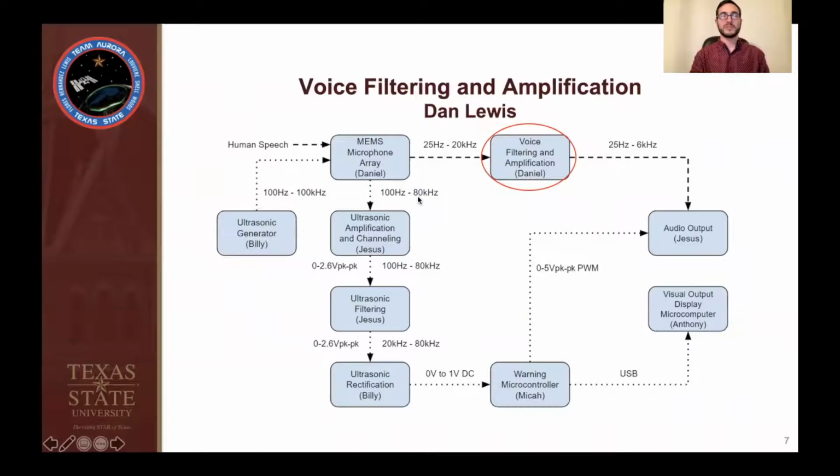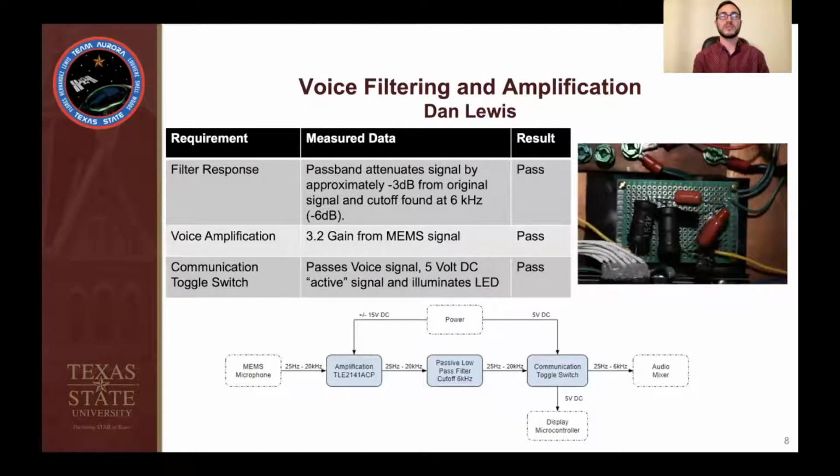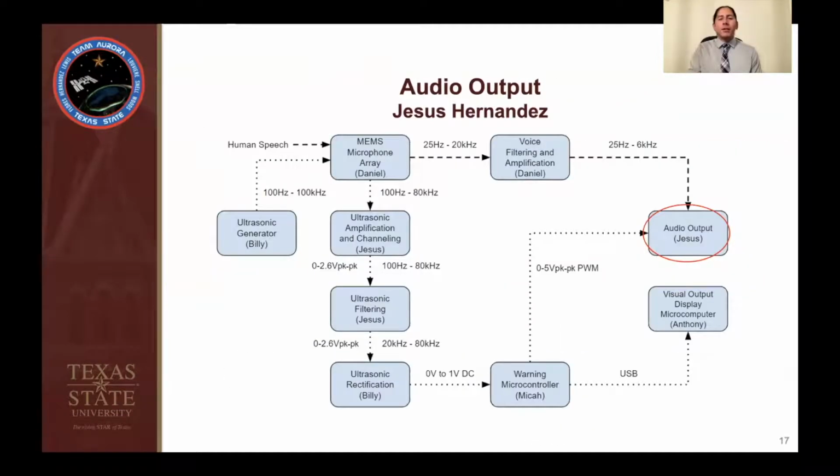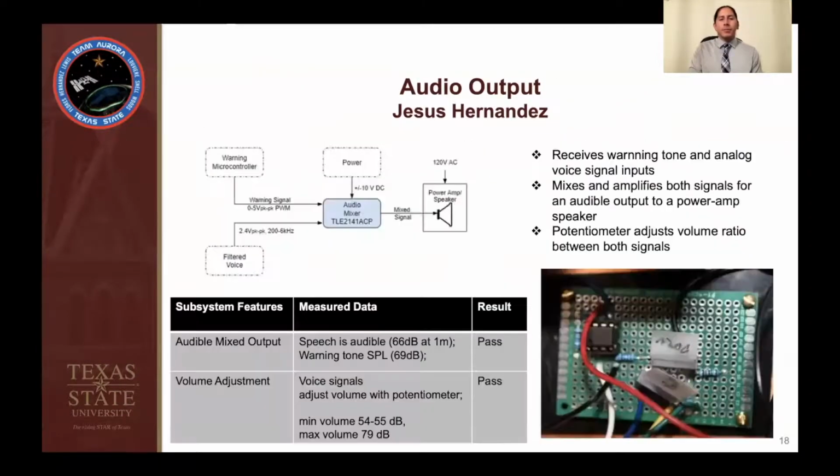The voice channel receives input from microphone 8, then uses an amplifier with a 3.2 gain before cascading into a passive 6th order low pass filter with a cutoff frequency of 6 kilohertz. The communication toggle switch is a feature of this subsystem, which allows the voice signal to proceed to the audio mixer while simultaneously passing a 5-volt signal to the Raspberry Pi to activate the voice active indication on the display.